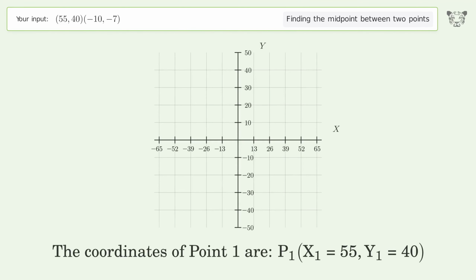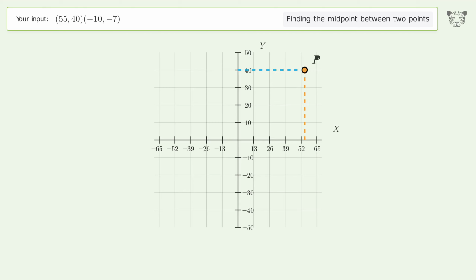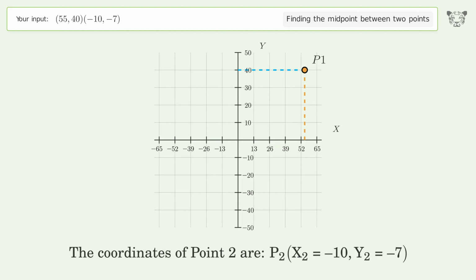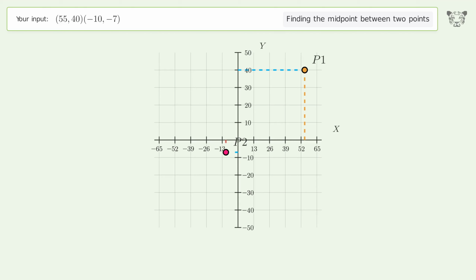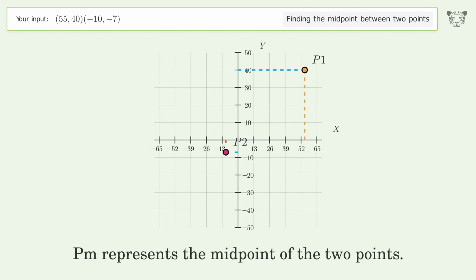The coordinates of point 1 are, x1 equals 55, y1 equals 40. The coordinates of point 2 are, x2 equals negative 10, y2 equals negative 7. PM represents the midpoint of the 2 points.